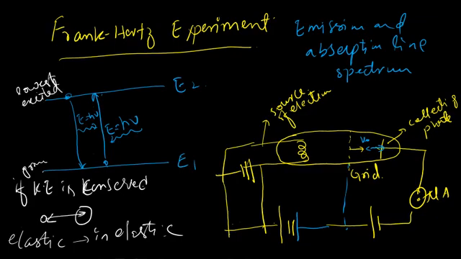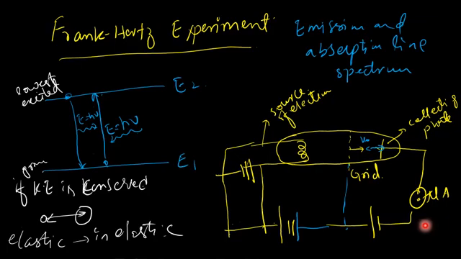Whenever we increase the accelerating voltage and the kinetic energy of the electron reaches some critical value, this critical amount of energy is equal to the energy needed to raise the atom from the ground state to some excited state. So as the accelerating voltage is increased further, the plate current again drops down.